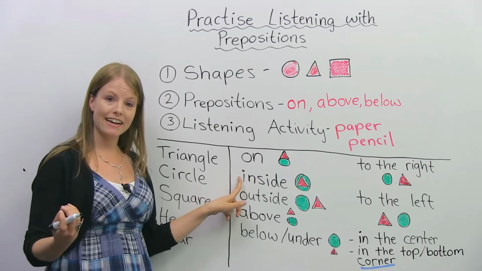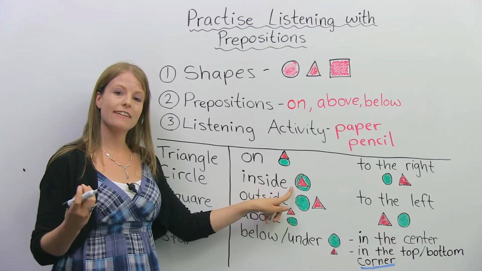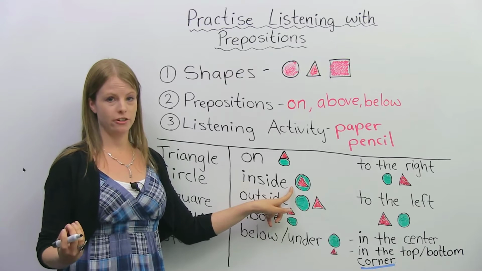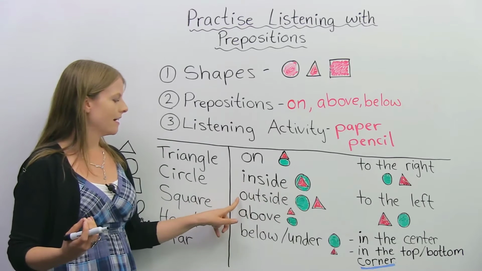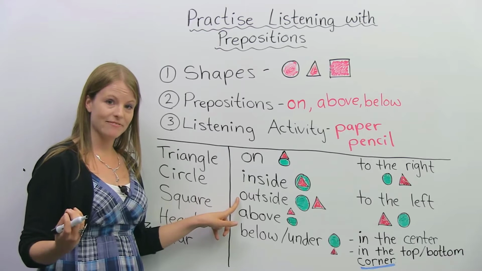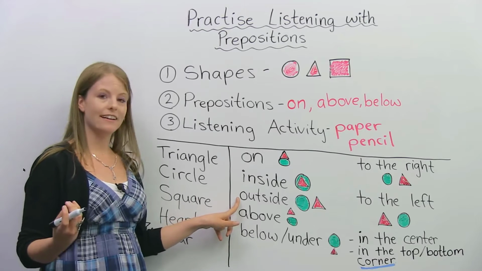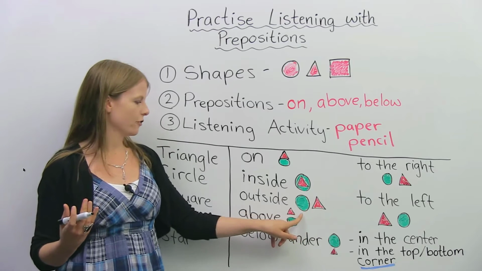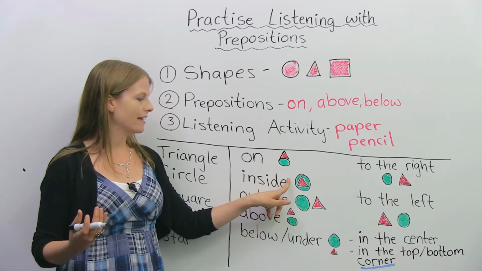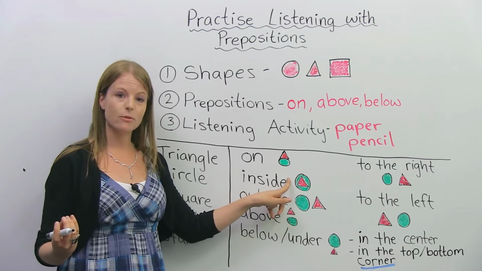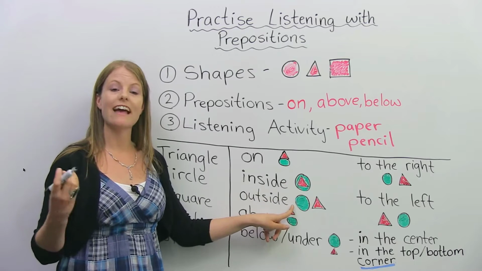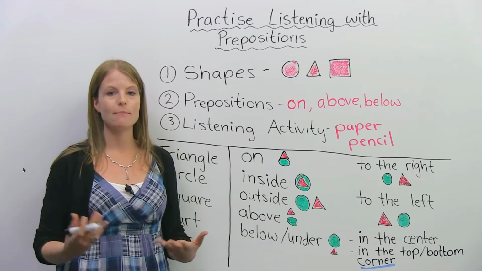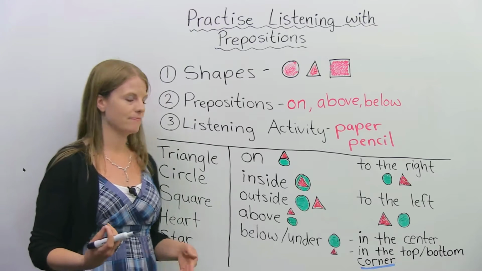We also have inside. There is a triangle inside a circle. Another preposition is outside. We can say there is a triangle outside the circle. So here the triangle is inside, whereas here the triangle is outside. These are very common prepositions we use when describing where something is.